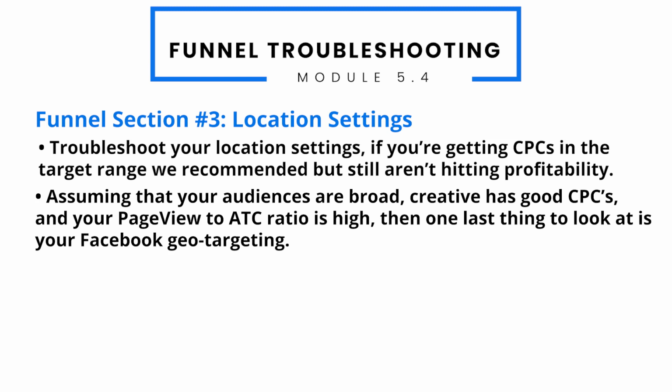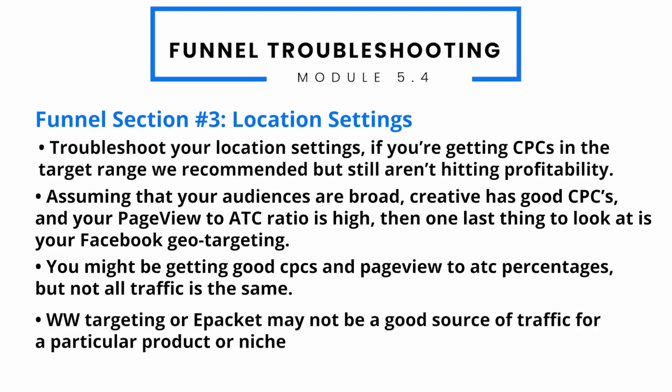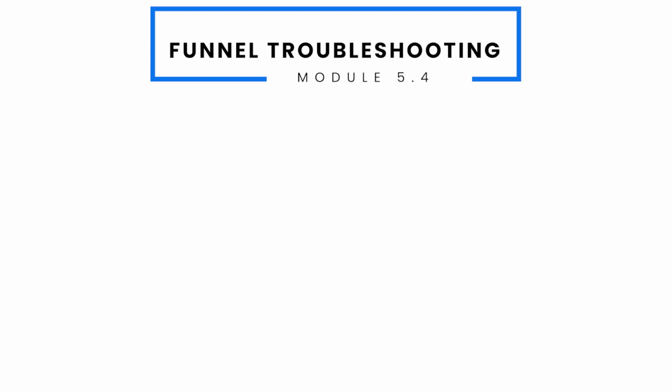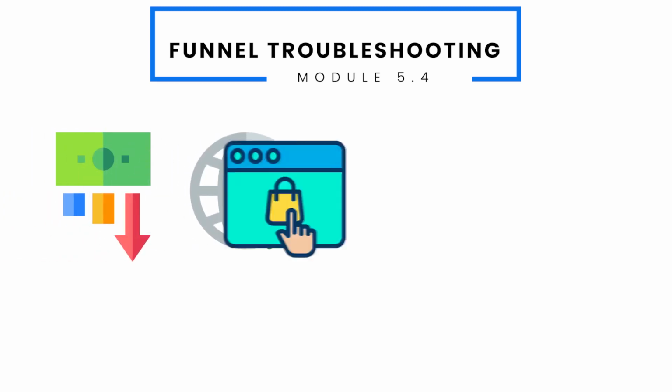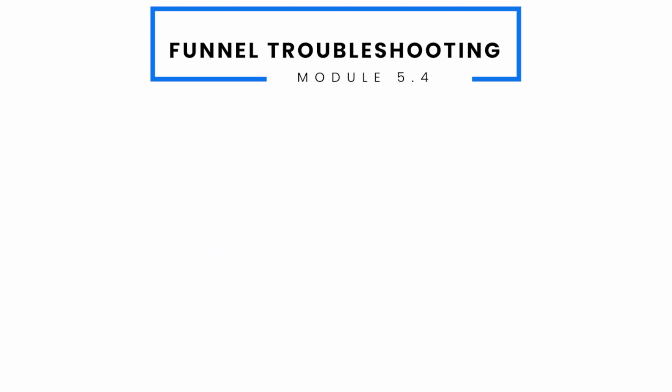Although you might be getting good CPCs and page views to add to cart percentages, not all traffic is the same. Sometimes, depending on the way Facebook optimizes and groups its users for a particular interest and country, worldwide targeting or ePacket may not be the best source of traffic for a particular product or niche. A lot of times when you run worldwide, you will get very cheap cost per clicks, lots of add to carts, but a very low conversion rate, leading to low performance.